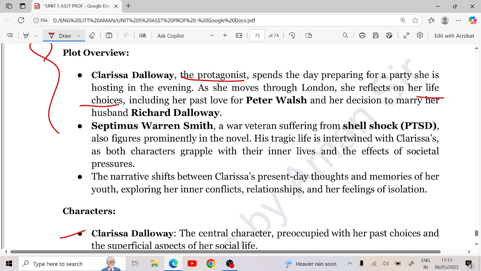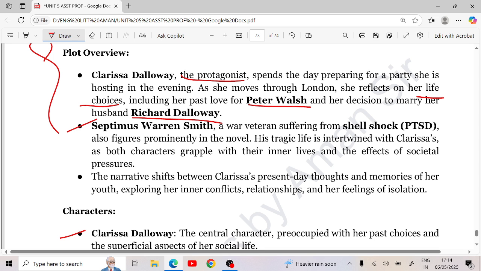Okay, she reflects on what things she likes, including her past love. She had an affair with Peter Walsh, and then her decision to marry her husband Richard Dalloway. She rejected the proposal of Peter Walsh and married Richard Dalloway.